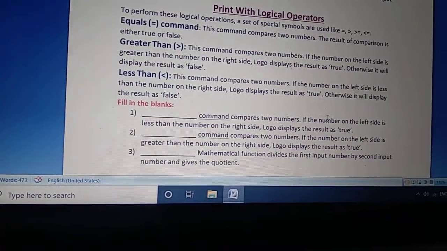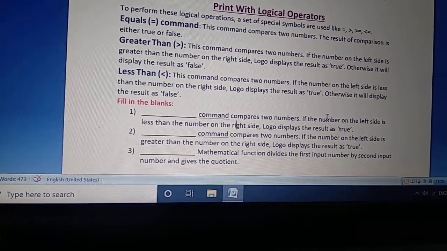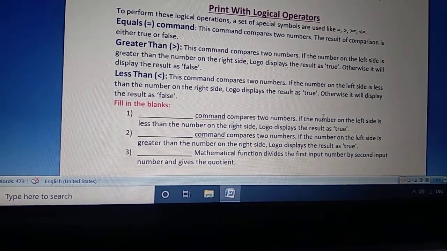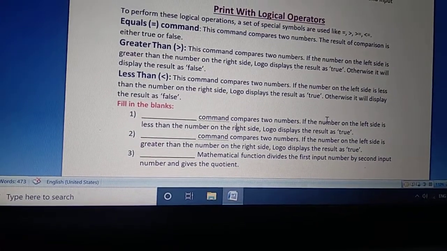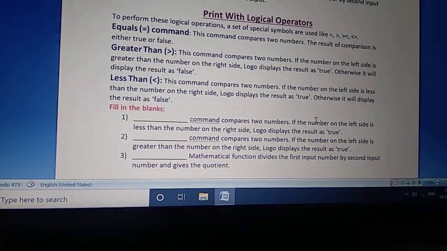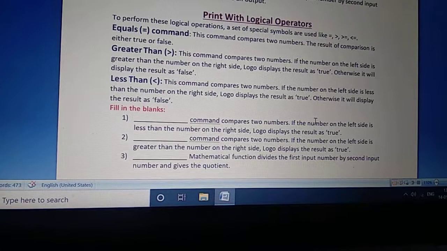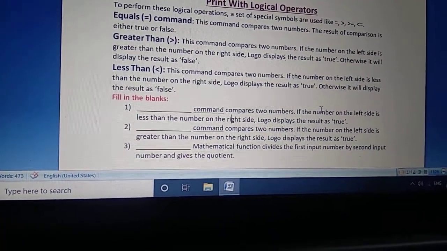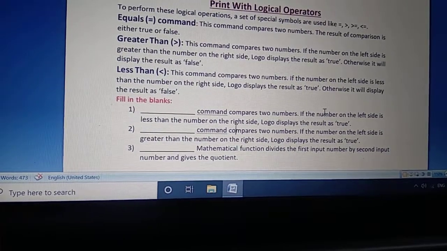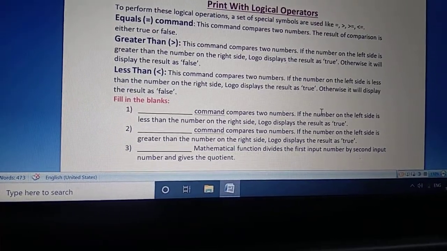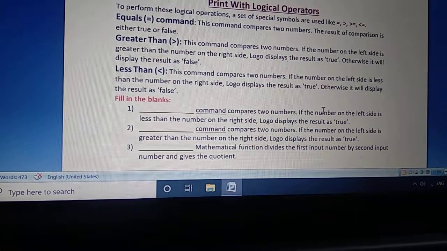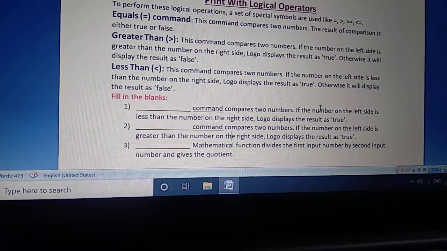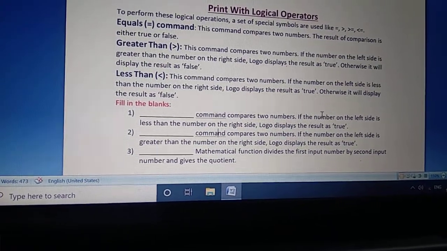So these are the fill in the blanks. Dash command compares two numbers. If the number on the left side is less than the number on the right side, Logo will display the result as true. So what will the answer be? The answer will be the less than command. Similarly, in the second, dash command compares two numbers. If the number on the left side is greater than the number on the right side, Logo will display the result as true. So the second blank will be the greater than command.